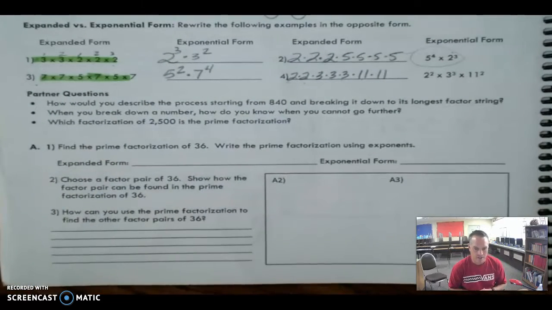And then which factorization of 2500 is the prime factorization? So that doesn't mean anything. Don't worry about that. I'll do that on the video.